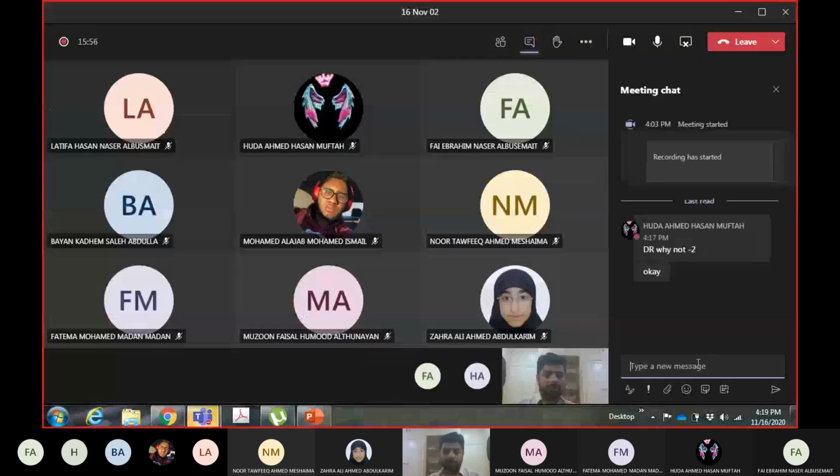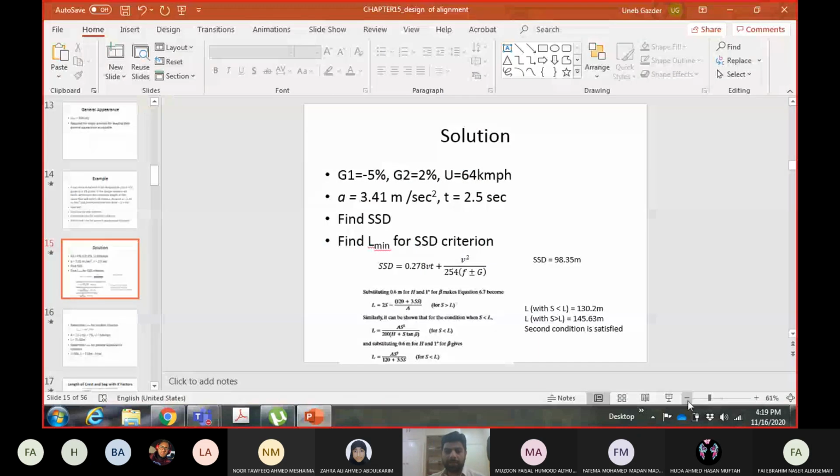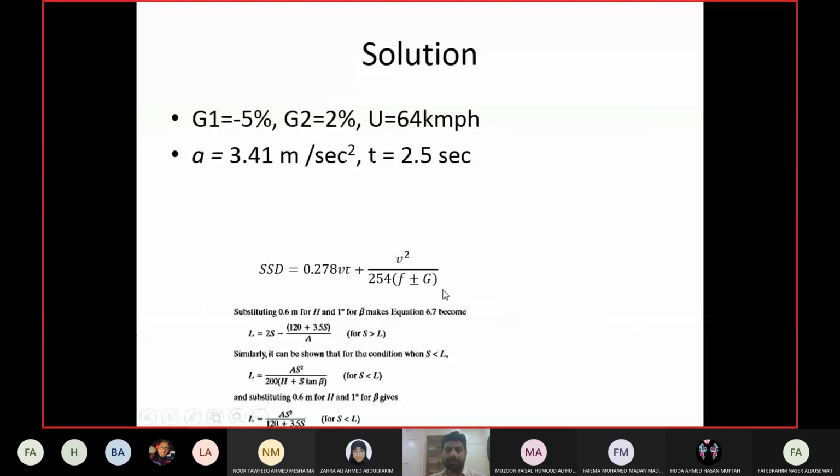So A is G2 minus G1. G2 is 5 and G1 is -2, so -2 becomes +2. So 5 plus 2 is 7, and you take the absolute, it will be 7%. Okay. So A is 7 here. S is 98.35 meters.